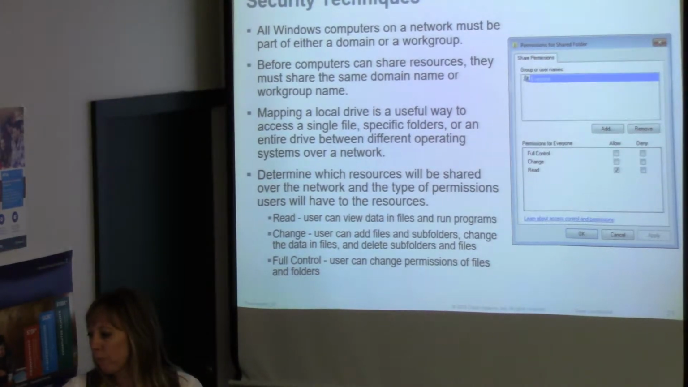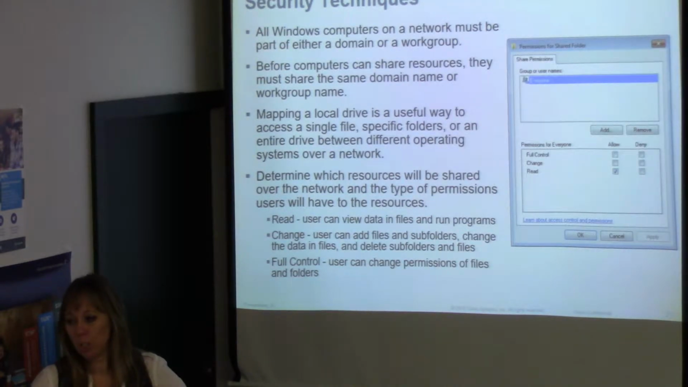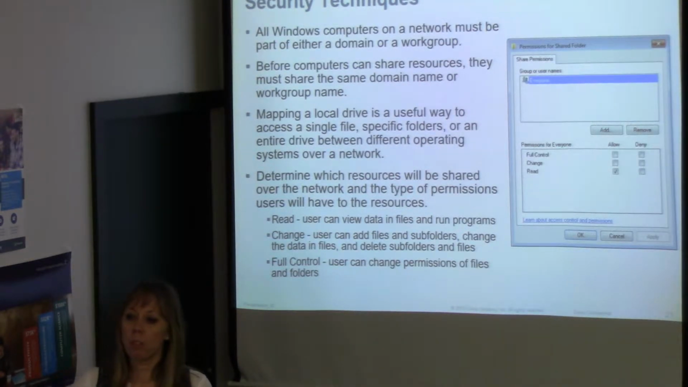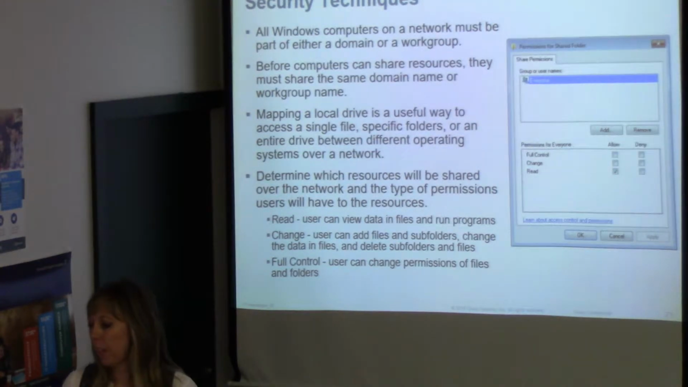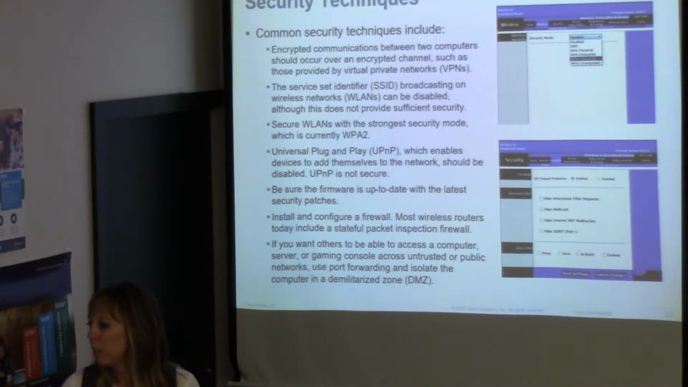There are different controls on folders: read, change, and full control. So read would just be, users can just view it, right? They can look at it. For change, they can change some of the things in those folders. They can change the data, they can delete some folders, and then full control means that they can do all of that, plus they can change permissions on that. So principle of least privilege, only give them what they have to have.